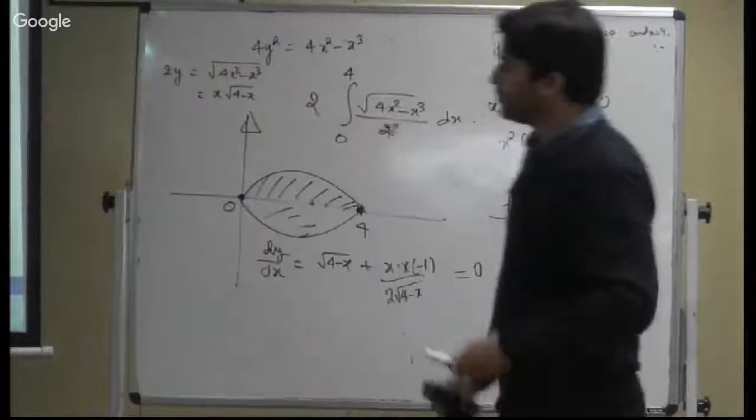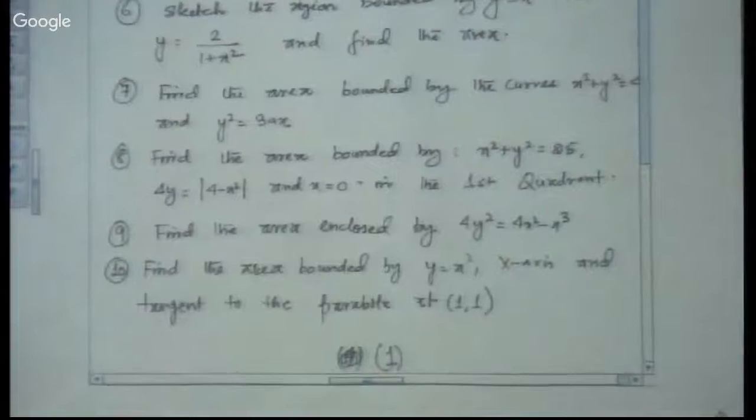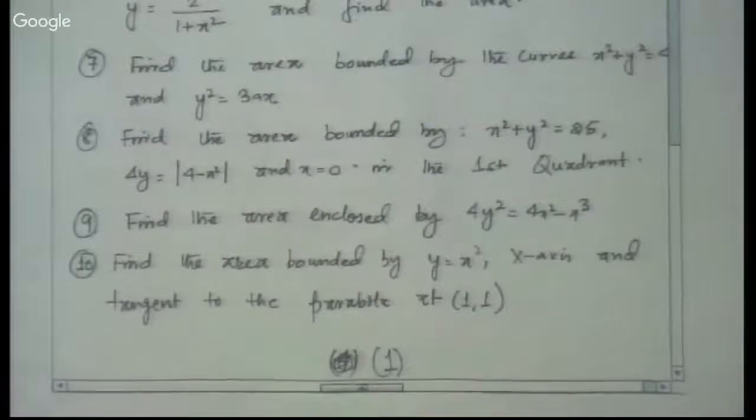Question number 10. Find the area bounded by y is equal to x square, x-axis and tangent to the parabola at 1, 1. So you know the parabola y is equal to x square. You know x-axis. How to find a tangent to the parabola at 1, 1? What will be the dy by dx of the graph? 2x. So what is going to be the slope? 2. So equation of the tangent, y minus 1 upon x minus 1 is equal to 2. So y is equal to 2x minus 2 plus 1. That is 2x minus 1.